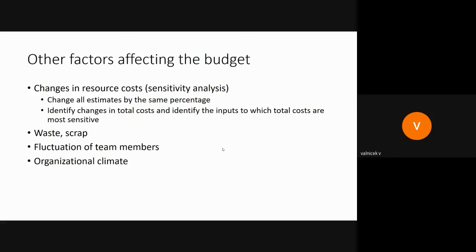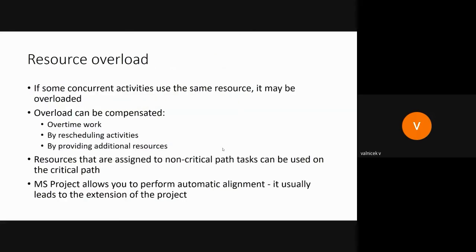The problem is fluctuation of team members and organization climate as well. A resource overload. The problem is if some concurrent activities use the same resource, it may be overloaded. Overload can be compensated by overtime work, rescheduling the activities, or providing additional resources. Resources that are assigned to non-critical path tasks can be used on the critical path.